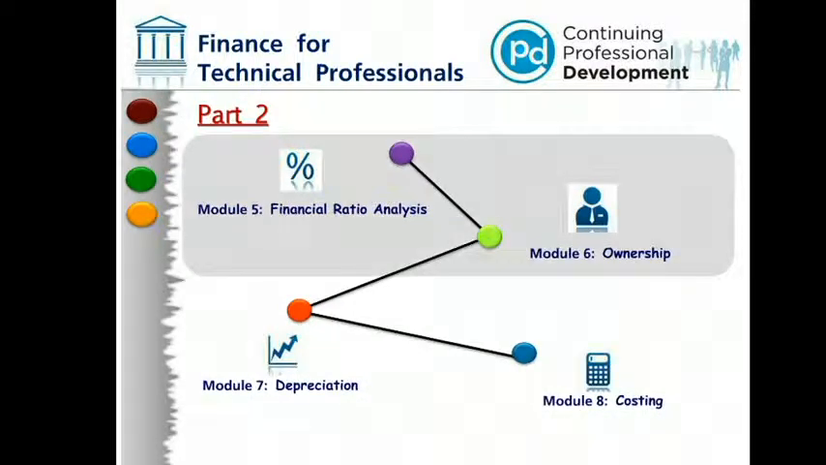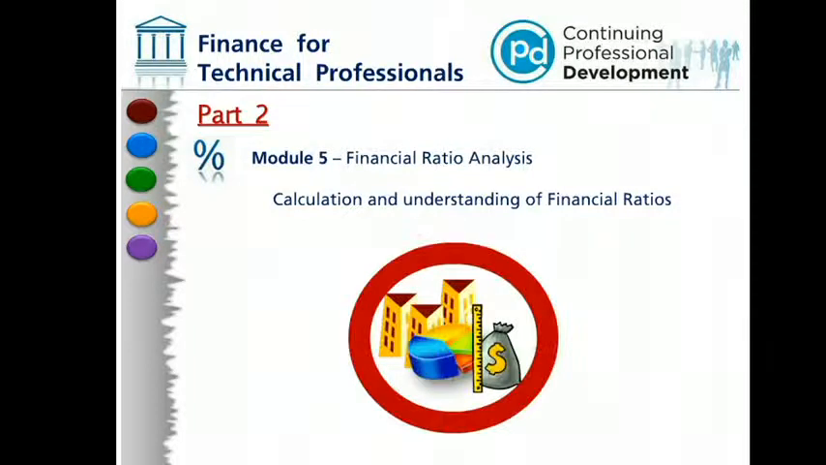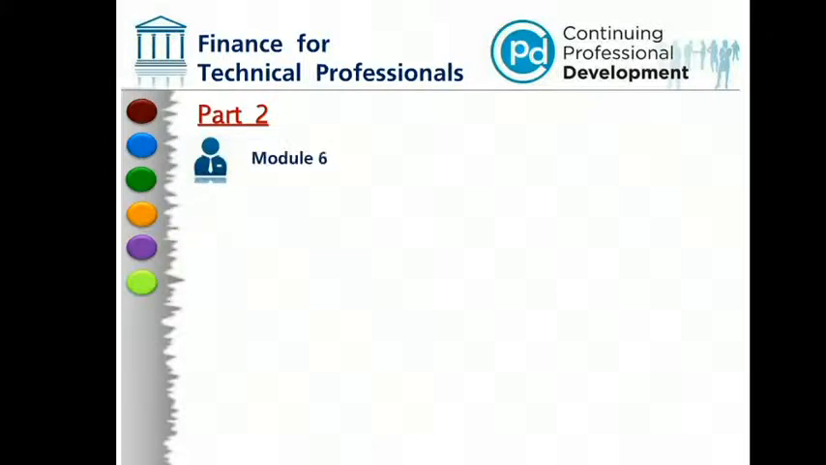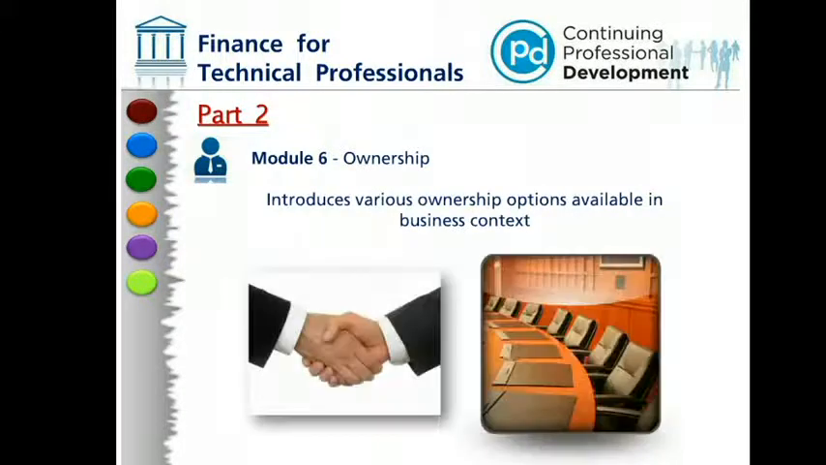The first 2 modules of Part 2 introduce you to some of the more advanced aspects of financial management. Module 5, Financial Ratio Analysis, deals with the calculation and understanding of financial ratios, why they are used, and what they mean. This provides an understanding of some of the common tools used to interpret the health of a company and compare it with other companies. Module 6, Ownership, introduces the various ownership options available in a business context, their advantages and disadvantages, and some of the legal pitfalls associated with company ownership.